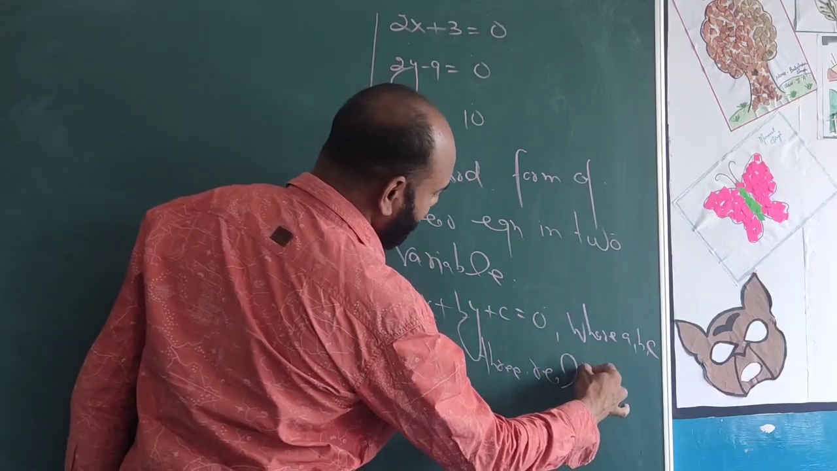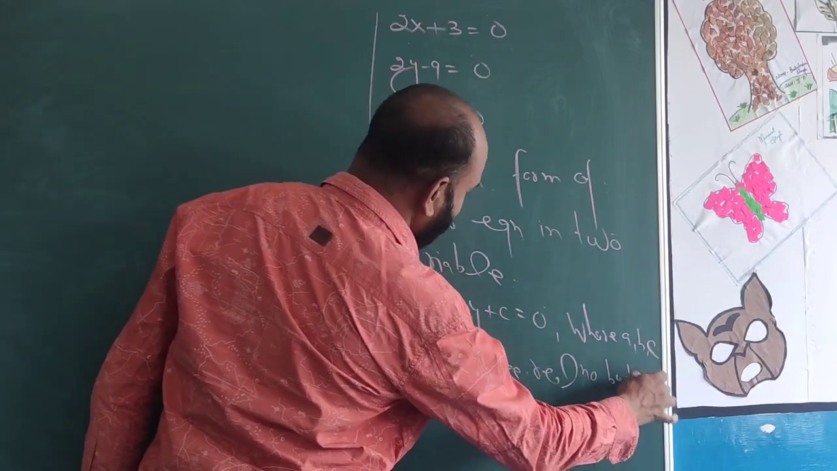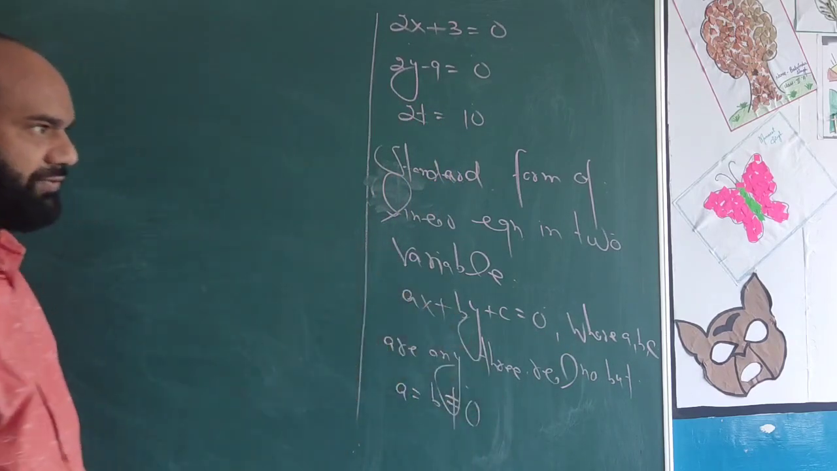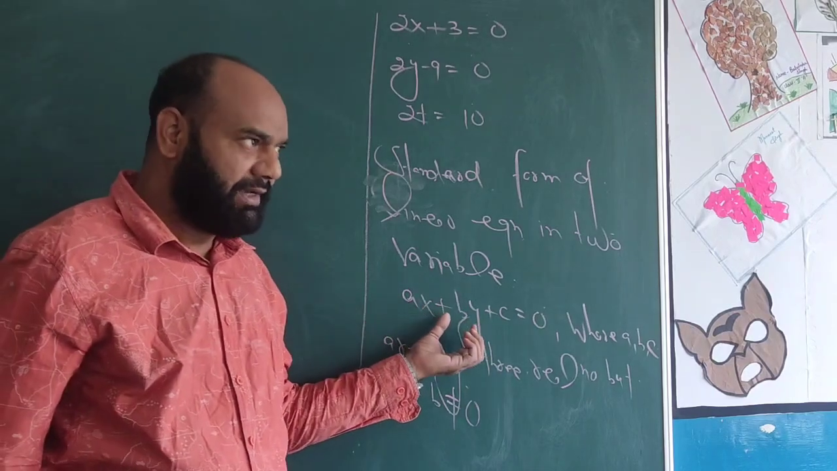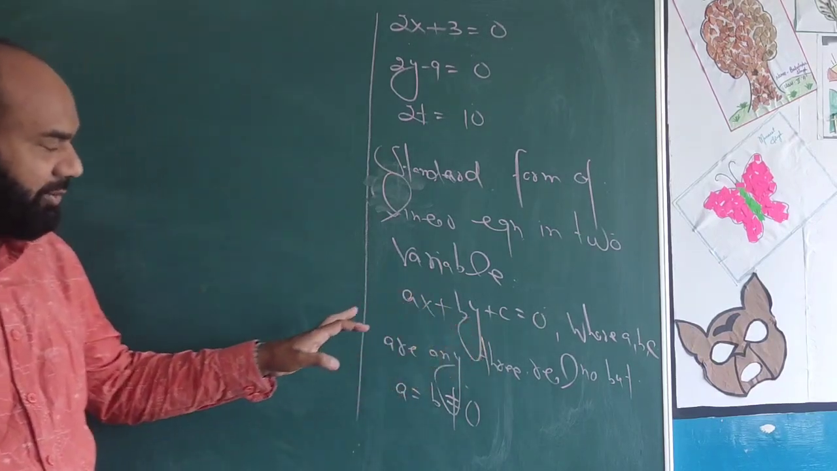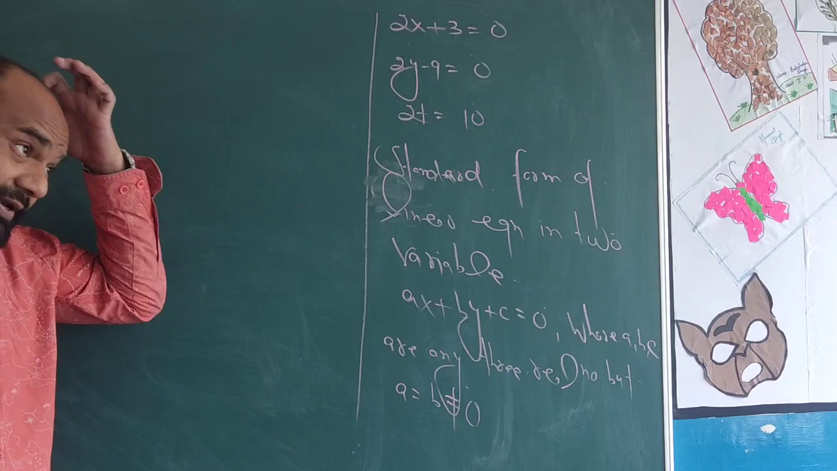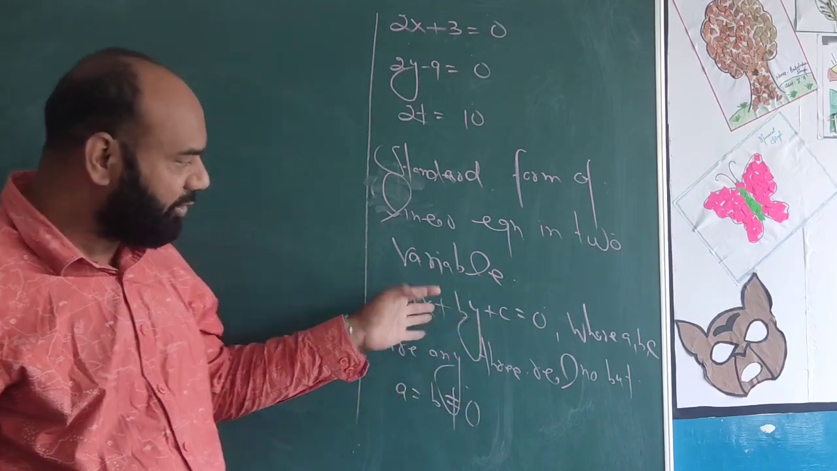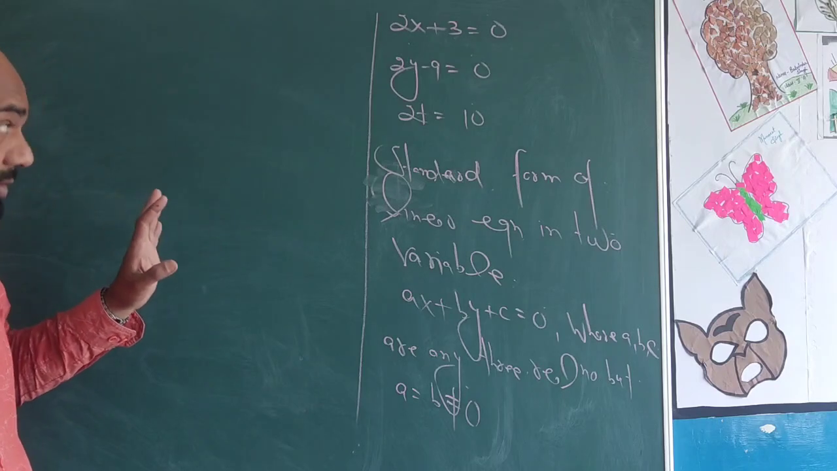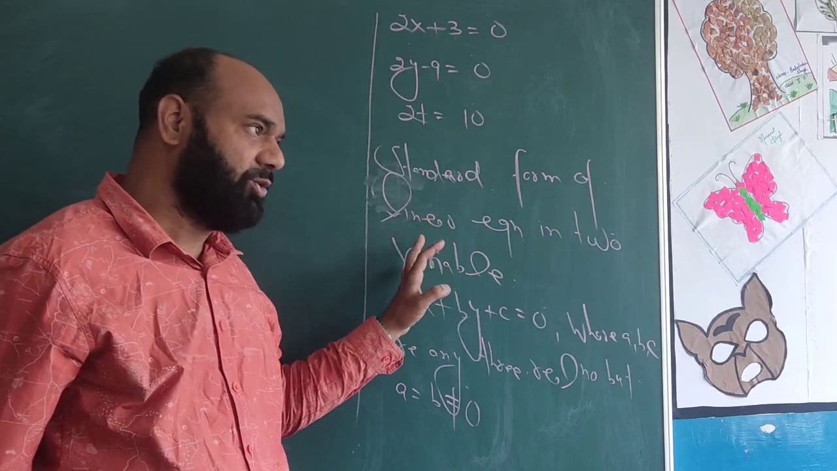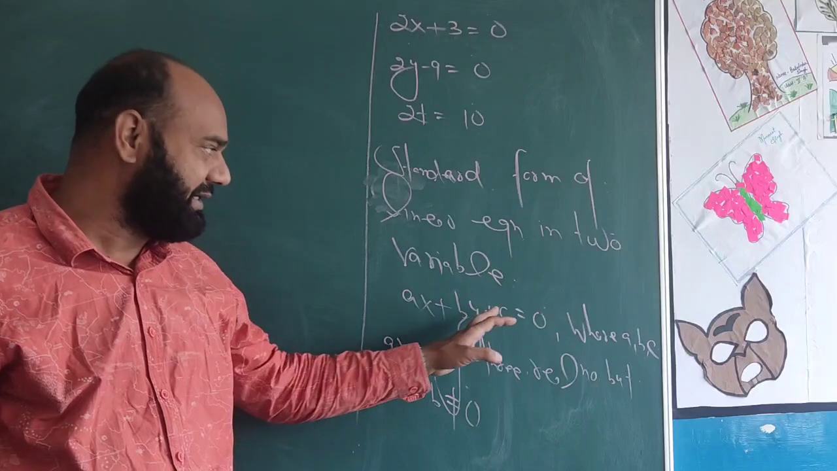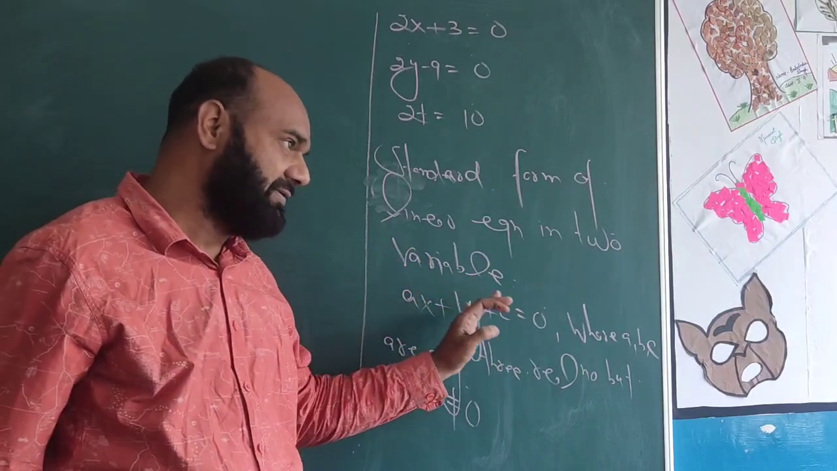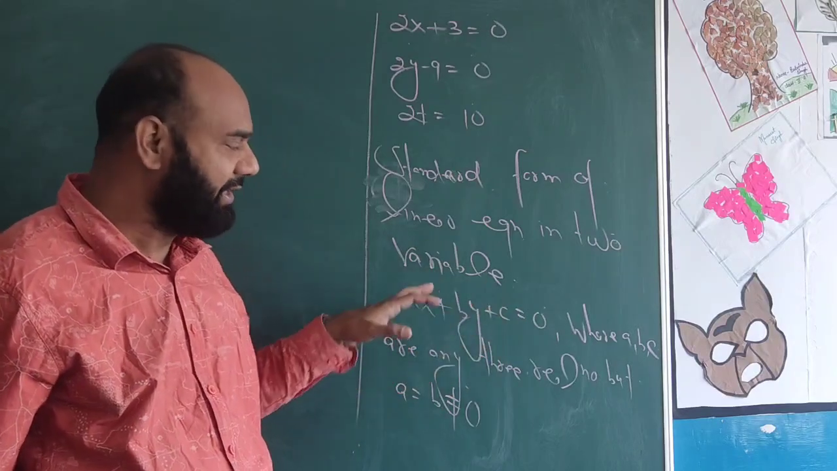a as well as b are never equal to 0, because when one of them, a or b, is 0, then it is not a linear equation in two variables; it will be a linear equation in one variable. And when both are 0, then it is a constant quantity. So the standard form of a linear equation in two variables is ax plus by plus c equal to 0, and here it is compulsory that the coefficient of a as well as the coefficient of b must be non-zero.